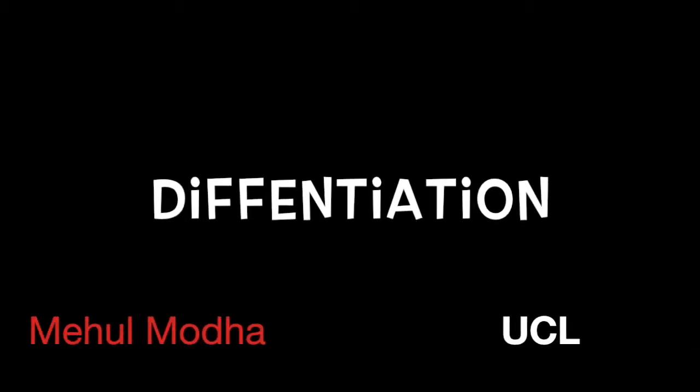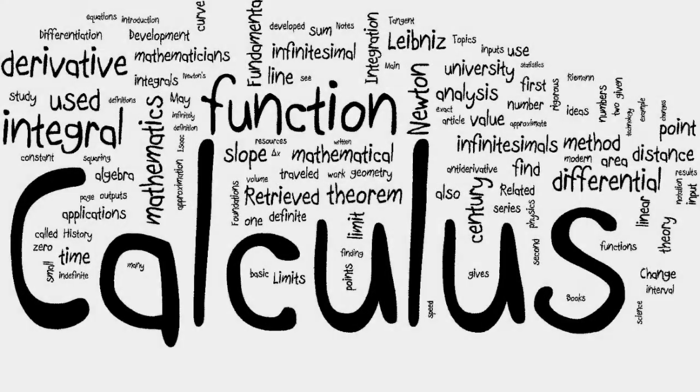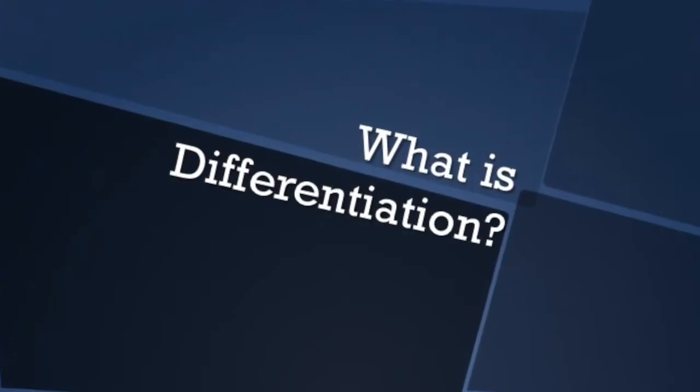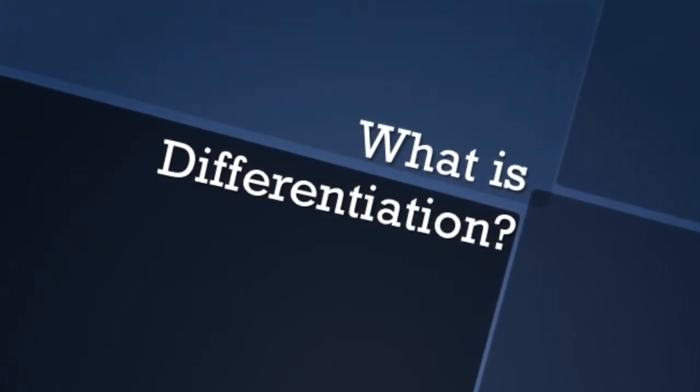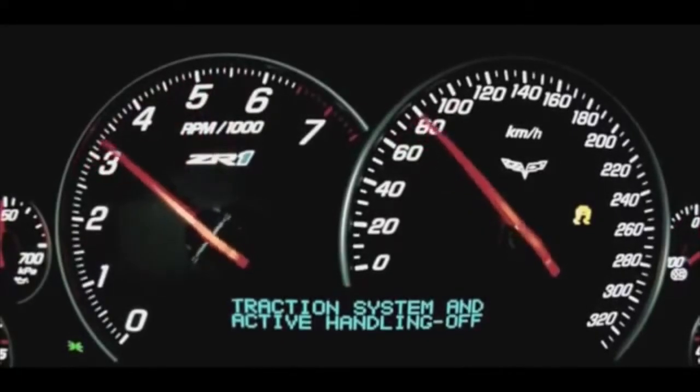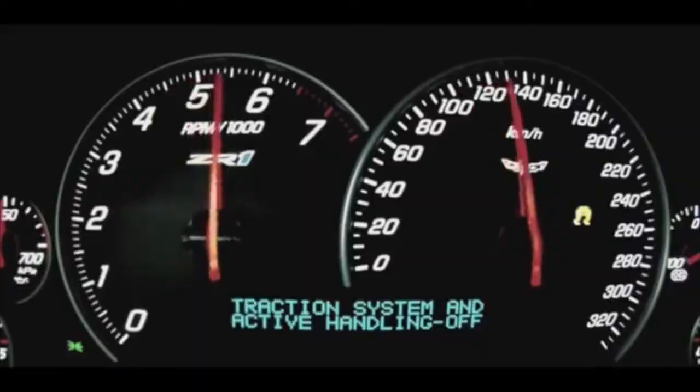Hello, and today I will be explaining differentiation and demonstrating how to differentiate simple equations. But before I do this, what is differentiation? Well, to put it simply, it is measuring the rate of change. An example would be measuring the rate of change of a moving object, or its velocity.